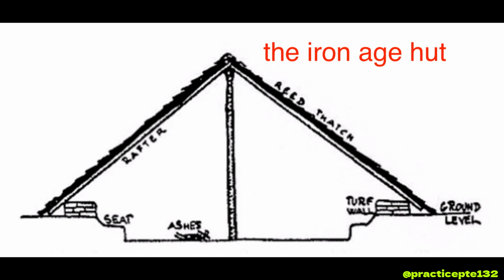The following picture gives information of the Iron Age hut. According to this picture, this is a cross-section of an ancient hut, which is triangular in shape. In the middle of the picture, you can see a pillar supporting the sloping rafters. And the roofs are covered by reed thatch. In the hut, you can see ashes and seats below the ground level. On the ground level, you can see the turf wall. In conclusion, this picture is very informative.